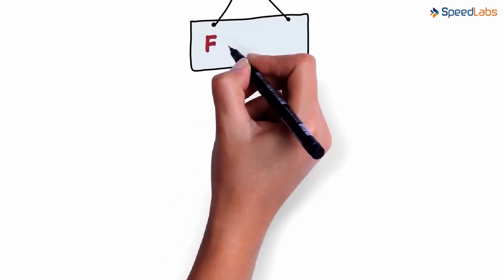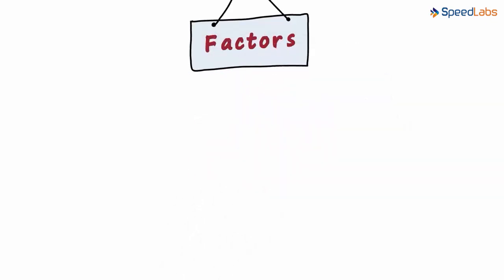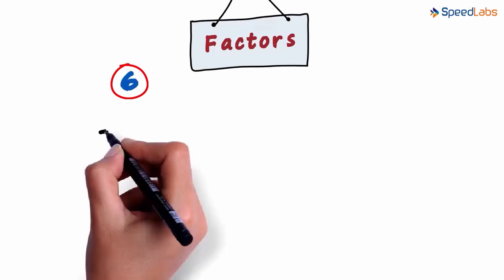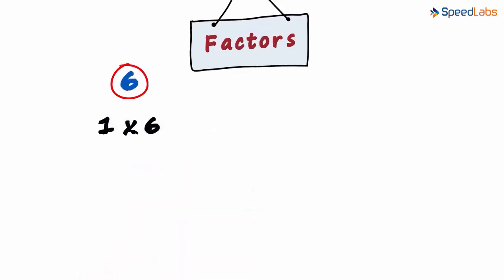To understand what factors of polynomials are and how they can be used, we need to understand the basics of factorization first. We start with simple numbers. How do we find the factors of the number 6? To find the factors of 6, ask yourself, how can we write 6 as a product of two numbers? We can write 6 as 1 multiplied by 6 and also 2 multiplied by 3.